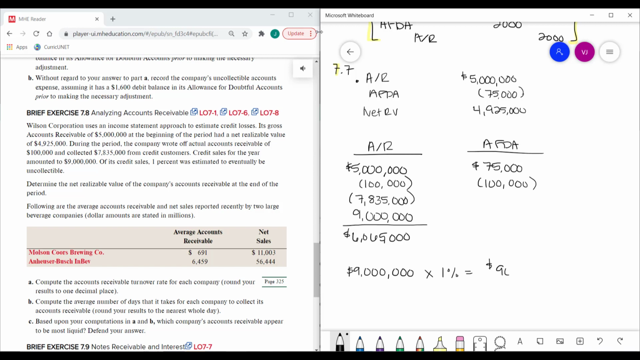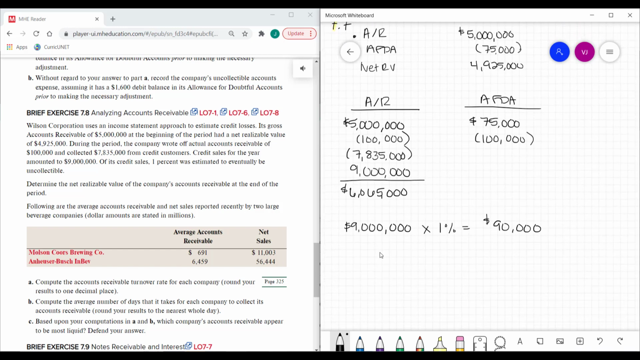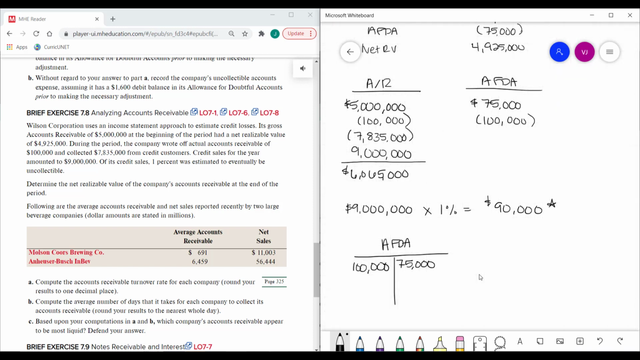That gives us $90,000. So unlike the balance sheet approach, remember we said when we determine that uncollectible accounts expense, it depends on not only what our estimated uncollectible amount is, but also depends on that beginning balance in the allowance for doubtful accounts, doesn't it? Right? So remember we had $75,000 in the allowance account to begin with. Then we debited the account for $100,000 when we wrote off an accounts receivable during this year. So in this case, what does that look like? A $25,000 debit balance, right?